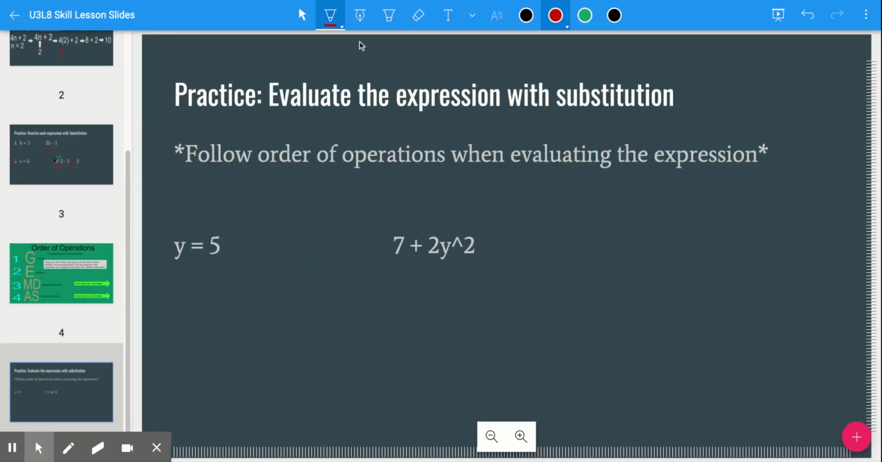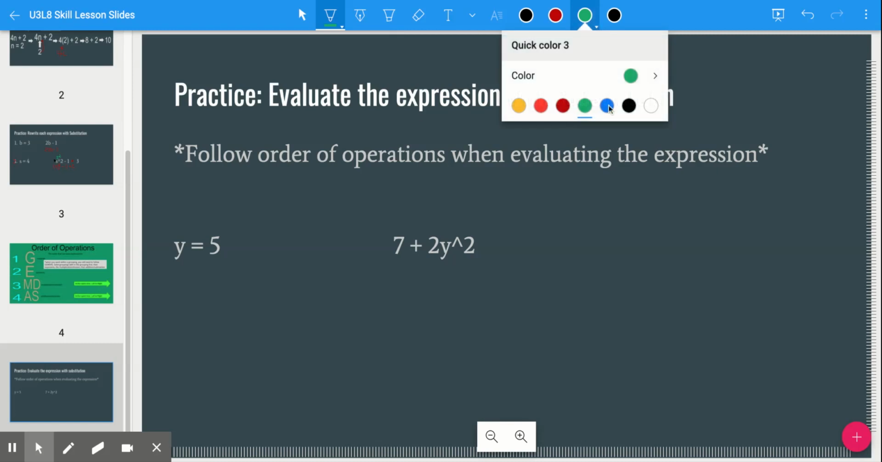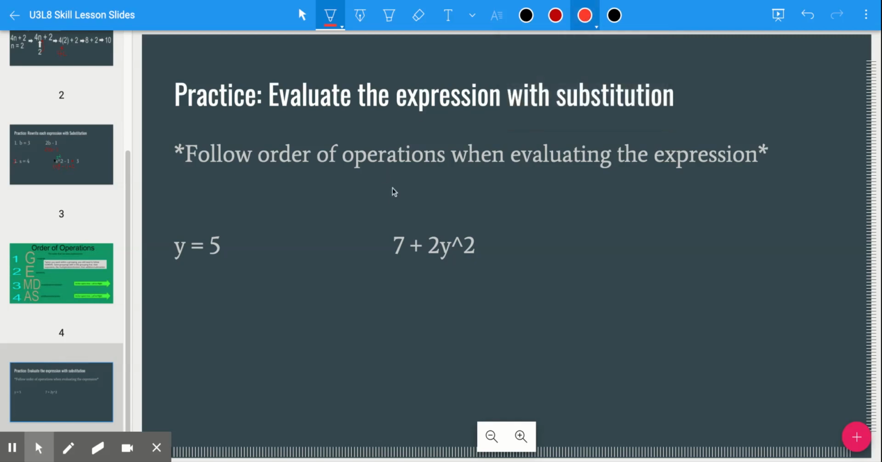Let's do a model right here. This is from the homework. Let's pick a different color for fun. All right, so order of operations when evaluating the expression. That's so key. So I'm going to use substitution. I'm going to do what we went over in the first part of this video, do my substitution, and then evaluate following the order of operations.